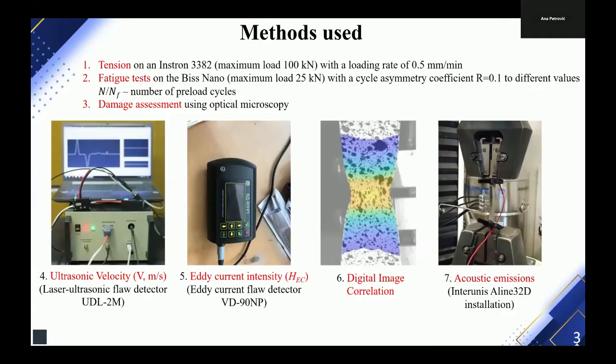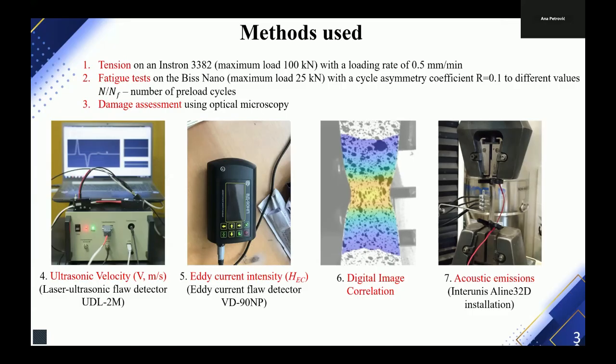In this study, we use tension with a loading rate of 0.5 millimeters per minute. Fatigue tests with two different values of the number of preload cycles, and after the fatigue, we make a static loading tension, and we call it cyclic degradation. Damage assessment used optical microscopy. I will tell about it in the next slide.